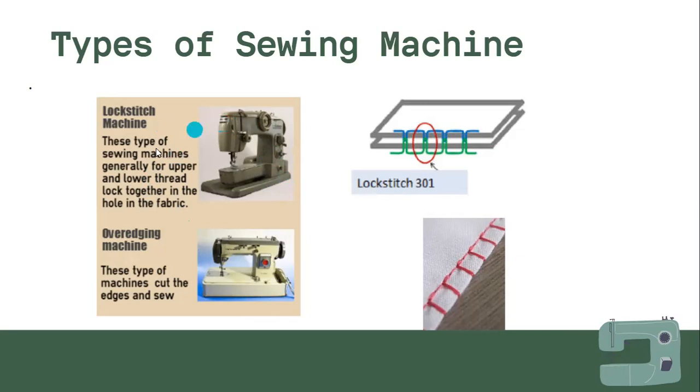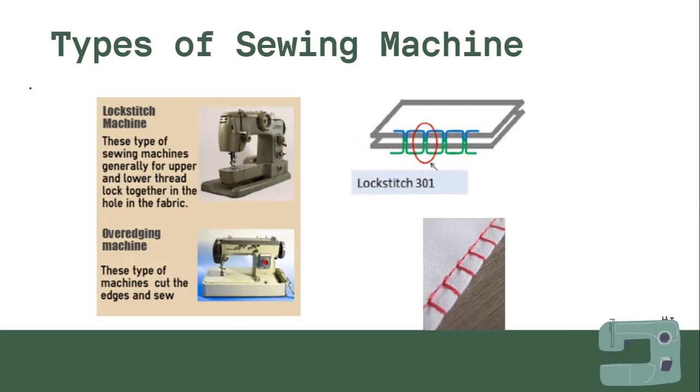The first one is a lock stitch machine. This is for interlocking over here. That is called a lock stitch machine. For example, if you have your dupattas and all, you might give them for over locking, right? So this machine can be used.